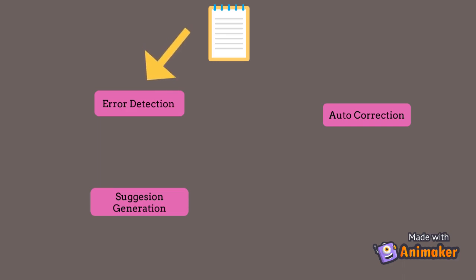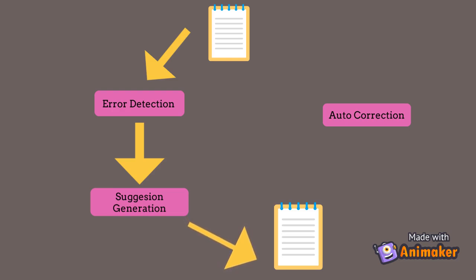When errors are found, they are passed to the suggestion generator module. The suggestion generator module generates the suggestions for the erroneous word and finally ranks the suggestions. The autocorrection module autocorrects the 100% confirmed errors.